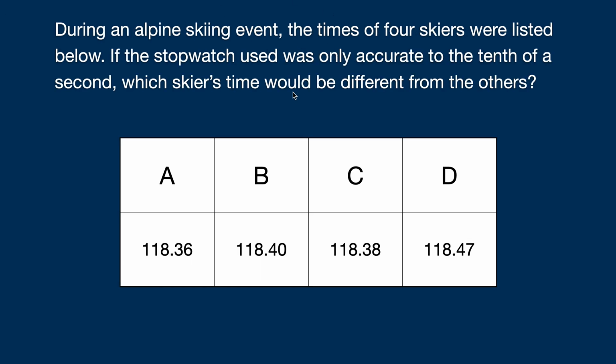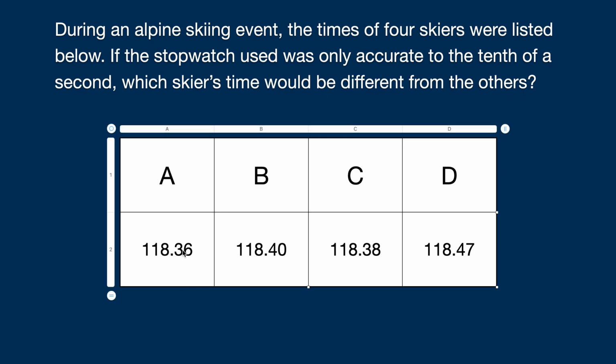Another significant digit question. During an alpine skiing event, times for skiers were listed below. The stopwatch that was used was only accurate to the 10th of a second. So we're going to round to the 10th spot, or 1 decimal spot. Which time would be different from the others?